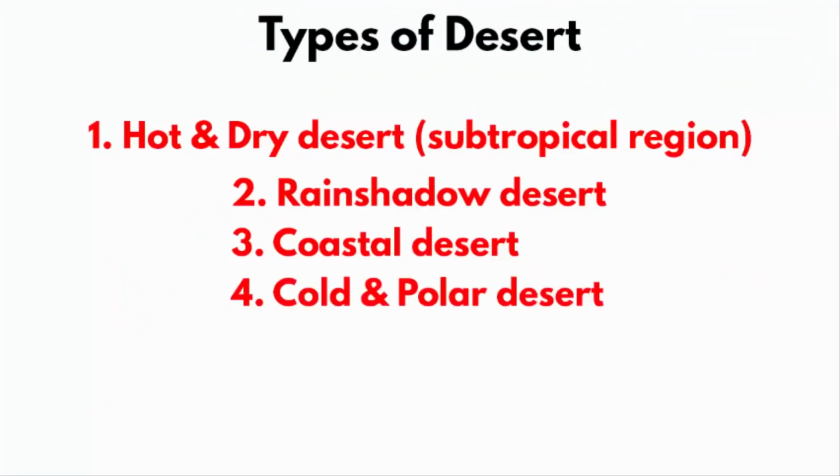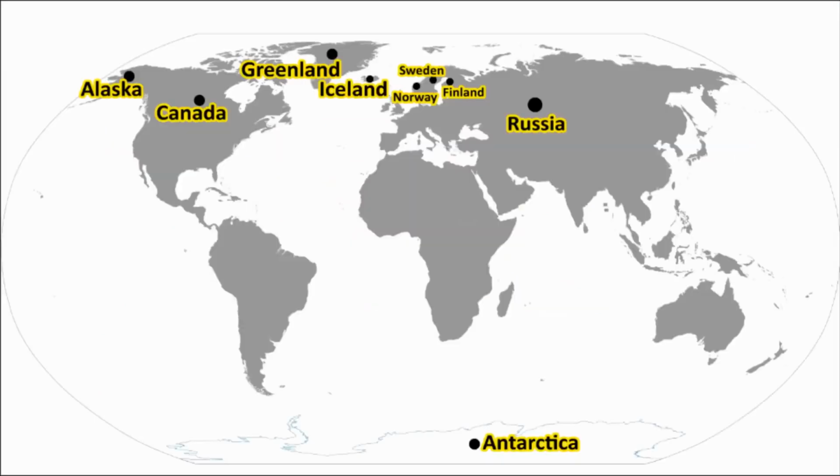Finally, we have the fourth type, that is cold and polar desert. Examples of polar desert are Antarctica, Alaska, Canada, Greenland, Iceland, Norway, Sweden, Finland, Russia. In India, we have Ladakh, which is a cold desert. Even Mongolia's Gobi Desert is a cold desert, but it is also a rain shadow desert. Patagonian Desert in Argentina is also a cold desert.